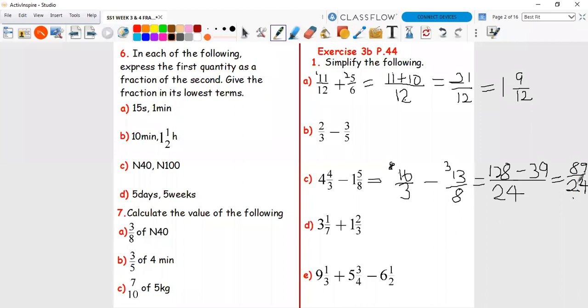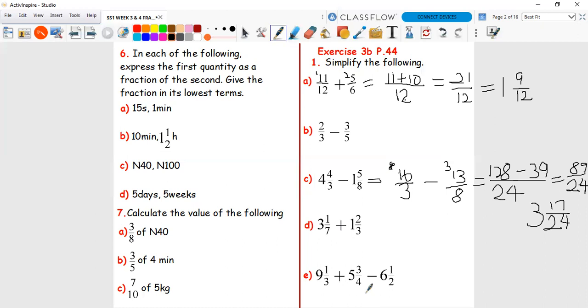89 over 24. So you look for how many 24 can you get in 89? You can only get maximum of 3, and that is 72. So 3 number. Then what is left is 17. Yeah, 17 over 24. So this is the answer to this one. You can also try your luck with this.